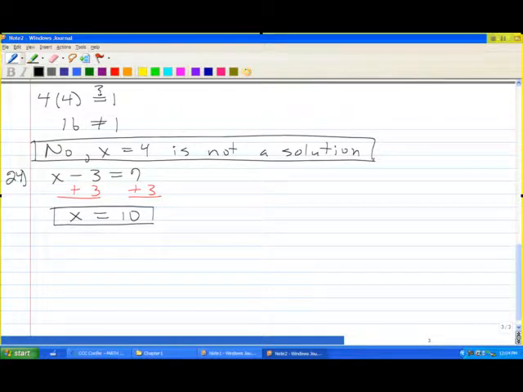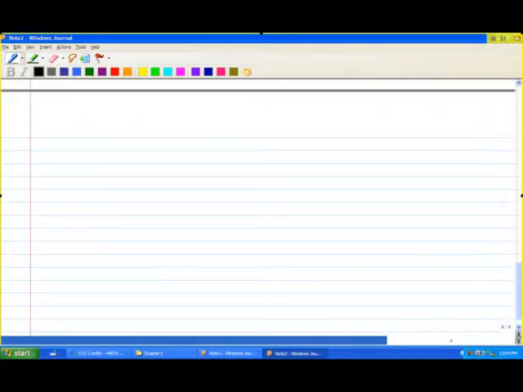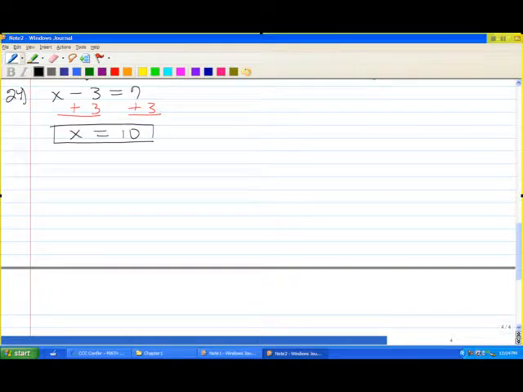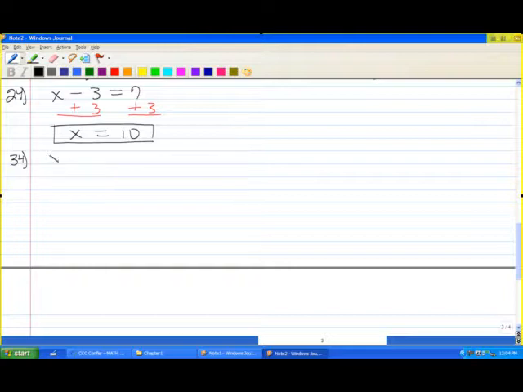Let me do problem number 34. X plus 8 equals 20. And so let me subtract 8 from both sides of my equation. So by the additive property of equality, I have that x is equal to, well, the 8's cancel, 20 minus 8 is 12. So x is equal to 12.